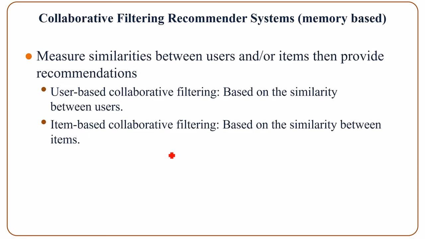Now we talked about collaborative filtering recommender systems using the memory-based approach. In this approach, similarities between users or items are measured, and then recommendations can be provided. The first approach is user-based collaborative filtering, which is based on the similarity between users. And the second is item-based collaborative filtering, which is based on the similarity between items.